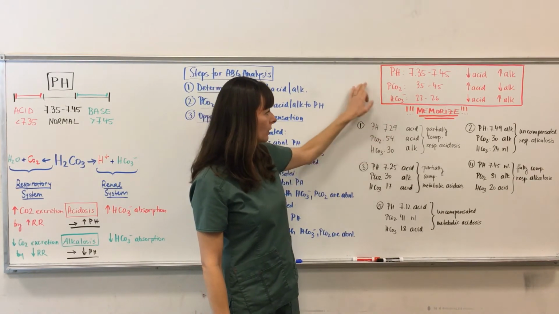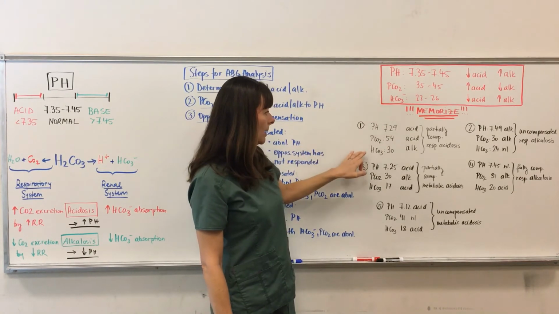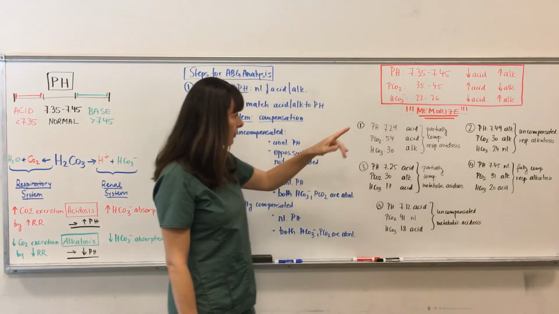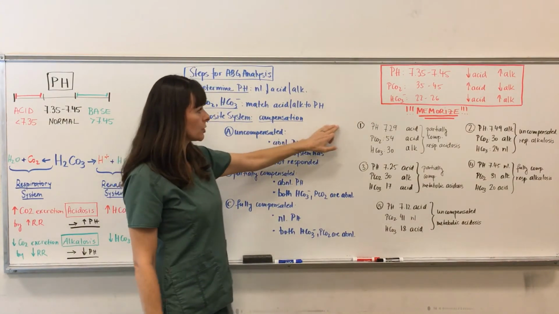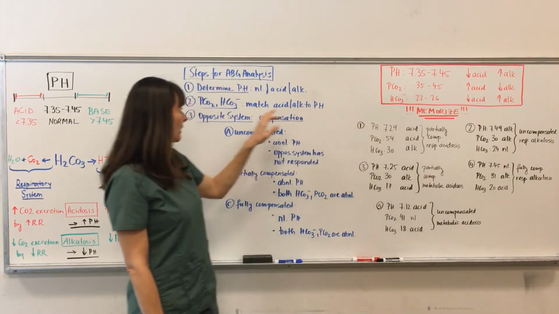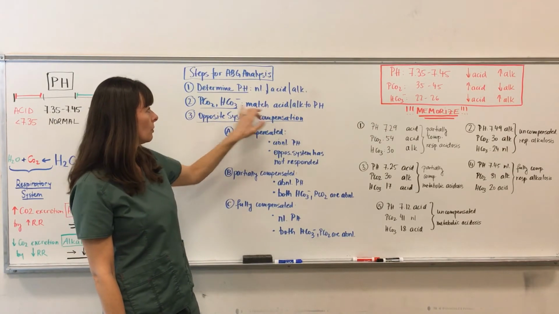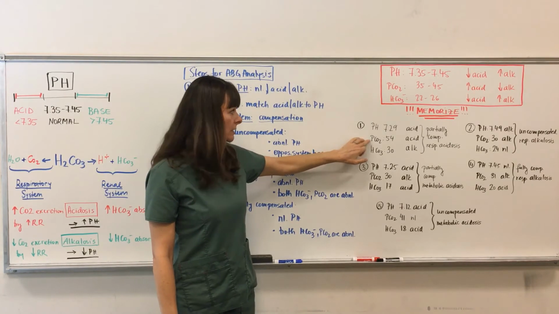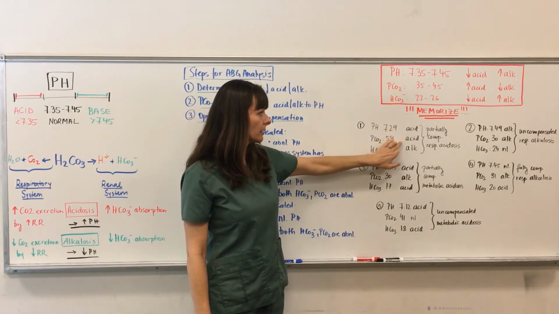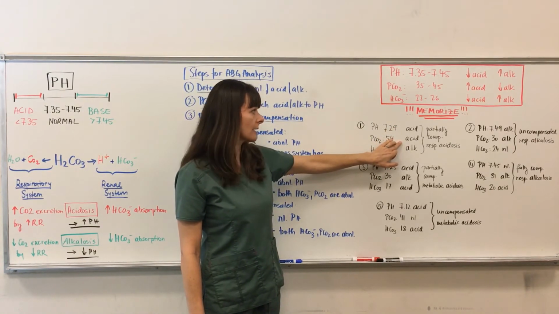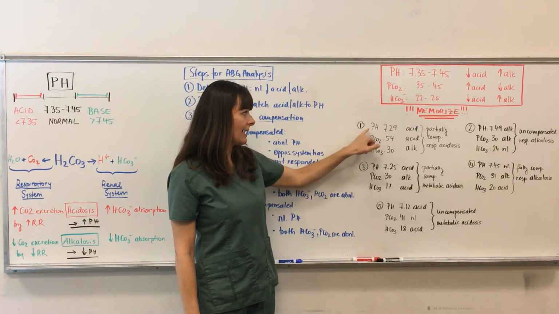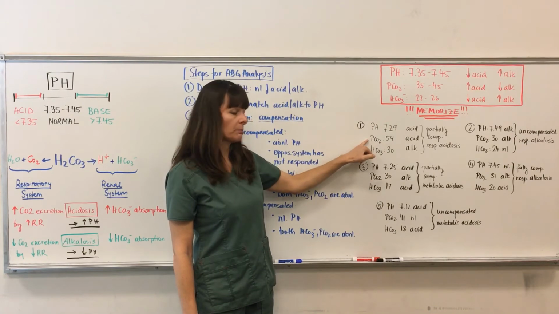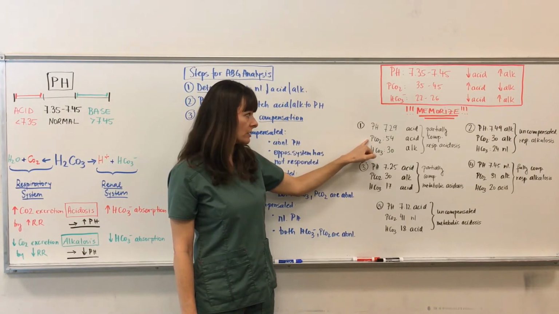PCO2 54 is acidotic as well. Bicarbonate is 30, which means that it's alkaline. So first thing, we label our pH, we say it's acidotic, and then we see which one of the two, bicarbonate or PCO2, matches it. So in this case, the PCO2 is acidic, so we know that the primary offender here is a respiratory acidosis. These two match, acidosis, and PCO2 represents the respiratory system.